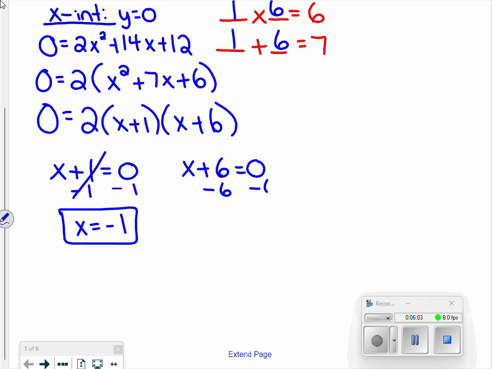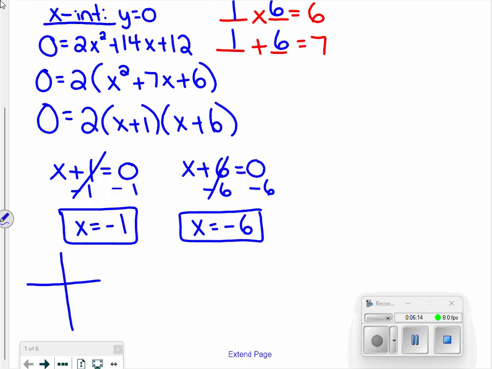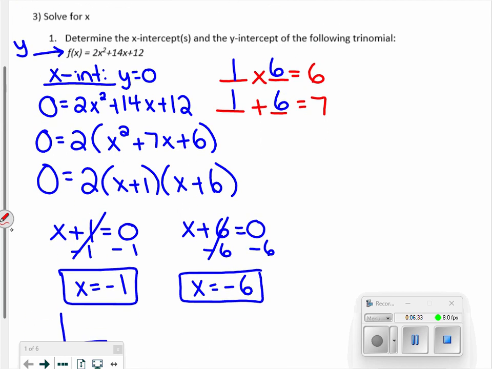Minus 6. X equals negative 6. So those are our two zeros. So when I go to graph that on here, we're going to have one at negative 1 and one at negative 6. So those are our x-intercepts. That's all we solved. Okay, so we can use factoring to solve that.